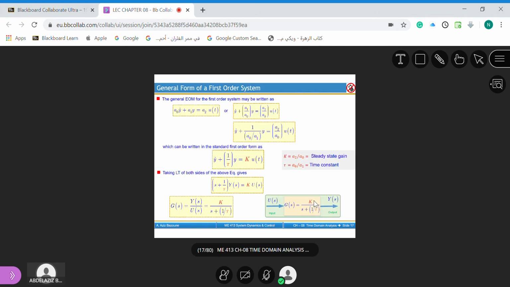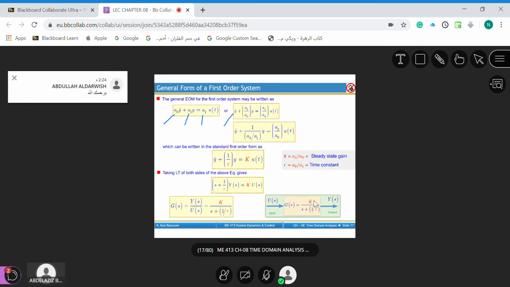And now we characterize the first order system equation, or in general, the first order can be written like this: A0 y dot plus A1 y is equal to A2 u of t. This is in general the most general case. So now if we want the derivative coefficient to be 1, we divide by A0, and we will have y dot plus A1 over A0 y equal to A2 over A0 u of t.